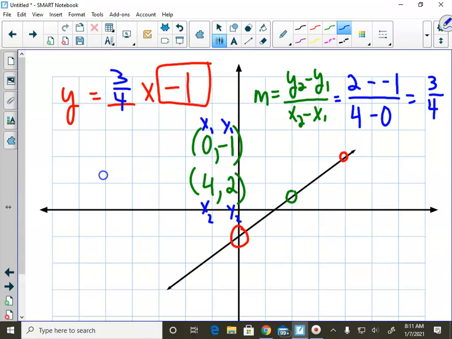And again, you could have got that by counting if we would draw our triangle here, right? You can see I'm going down 3, and then I'm going to the left 4. Negative 3 over negative 4 is positive 3/4. We would get the same slope.